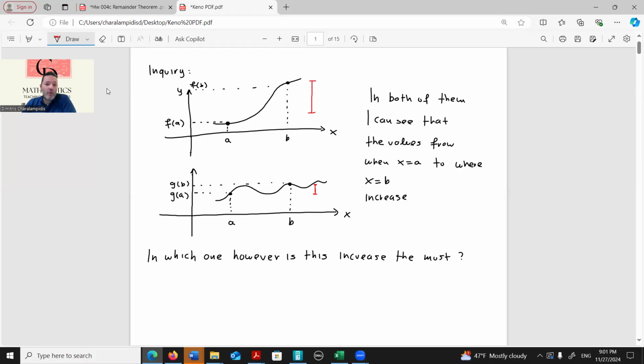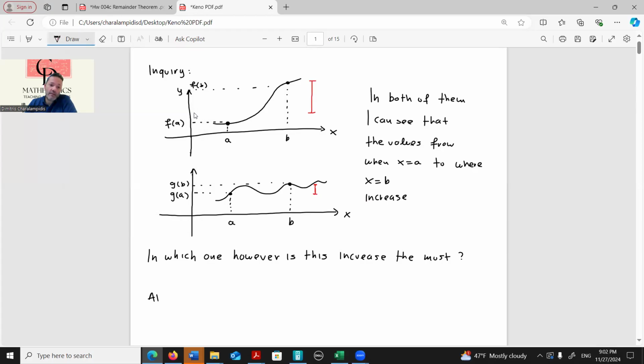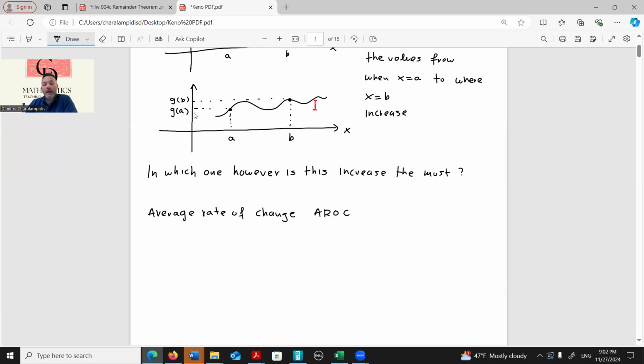However, is there a way to actually measure that difference, measure that increase? Yes, the answer to that would be yes. We can do that through what we know as average rate of change. From now on, we will refer to that as AROC.